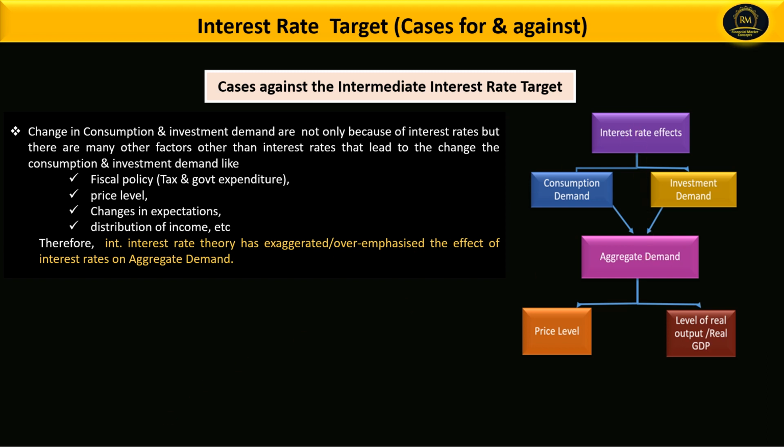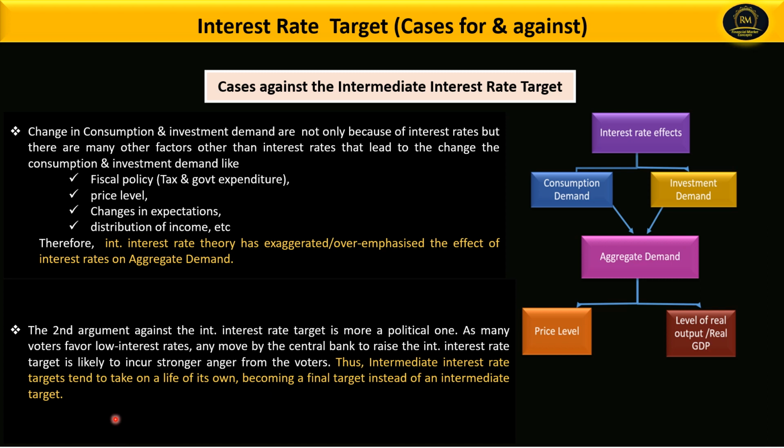Coming to the next criticism, the second argument against the intermediate interest rate target is more a political one, as many voters favor low interest rate. Any move by the central bank to increase the interest rate target is likely to incur strong agitation or anger from the voters, which is not politically acceptable and favorable for the ruling party. Thus, intermediate interest rate target tends to take on a life of its own, becoming a final target instead of an intermediate target.